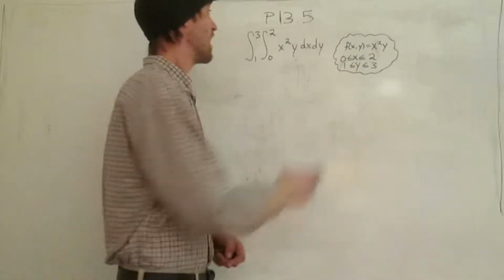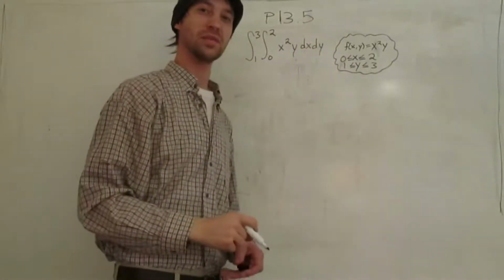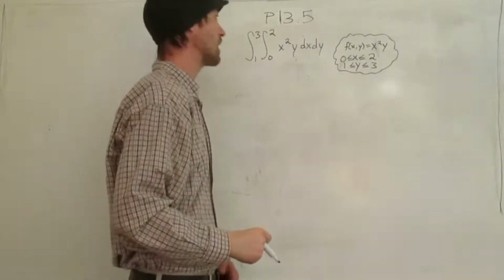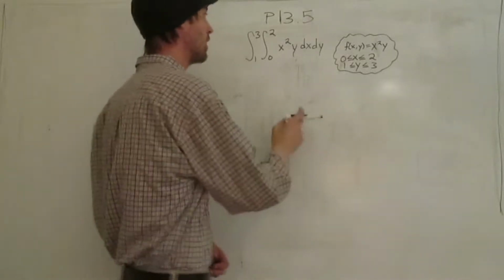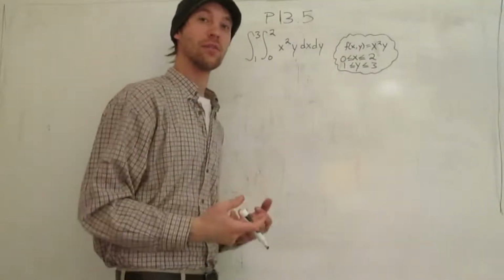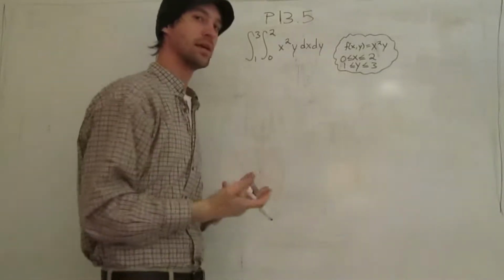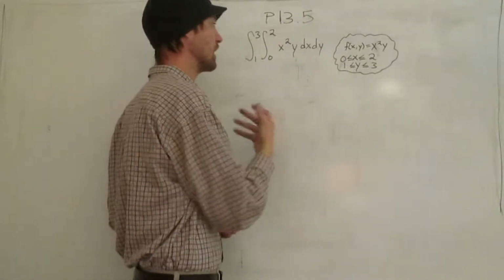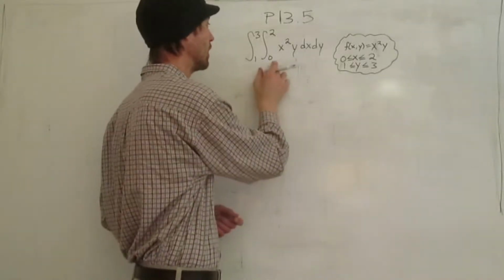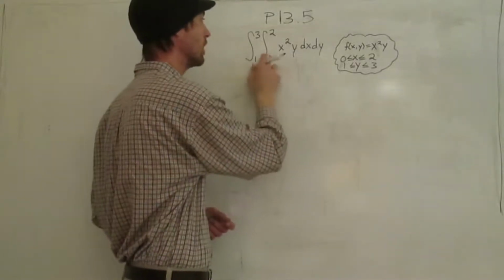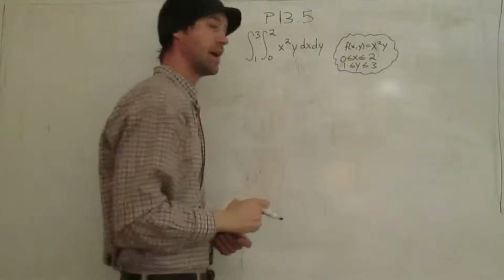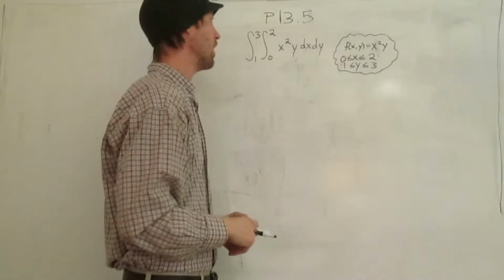Me again, Jeff, and we're going to look at problem 13.5 from Briggs and Cochran's calculus book. In this problem, I wanted to actually evaluate an integral. So this problem asks, what is the iterated integral? What is the answer to the iterated integral from these limits of x squared y dx dy?